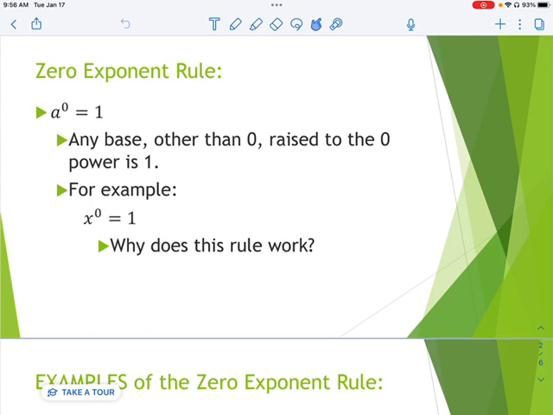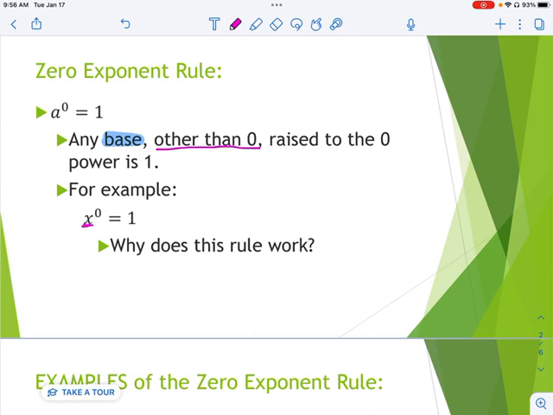The zero exponent rule simply says a to the zero is equal to 1. In other words, any base raised to the zero power is 1. Now, the key here is to know what is the base. Also, as you notice, I just said other than 0. You cannot put 0 in for the base and still get 1. So understand any base other than 0 raised to the 0 power is 1. So for example, if we look at this, we have x to the 0, and since x is the base, we are raising a base to the 0 power, it would equal 1.